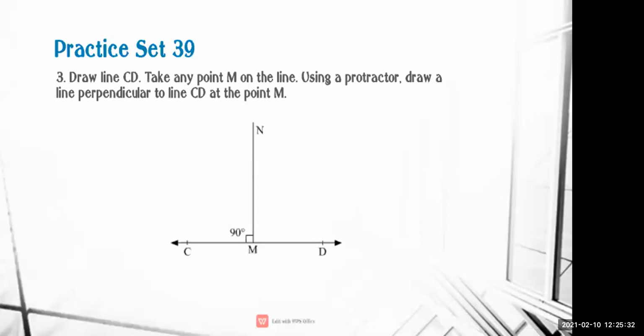Now the next sum, the third one, you have to draw a line CD. Then you have to take any point M on the line. On that same line, you have to take any point M. Then using a protractor, you have to draw a line perpendicular to CD at the point M. Now I am going to show you how you are going to construct it.